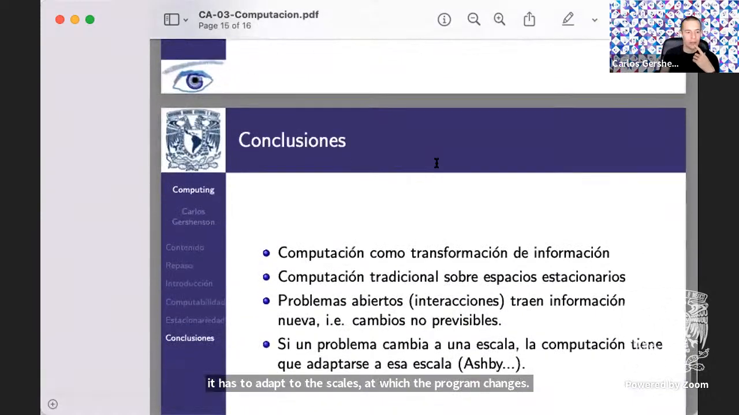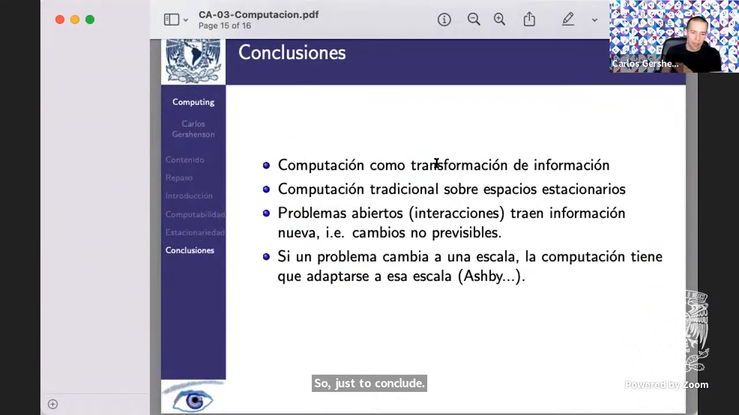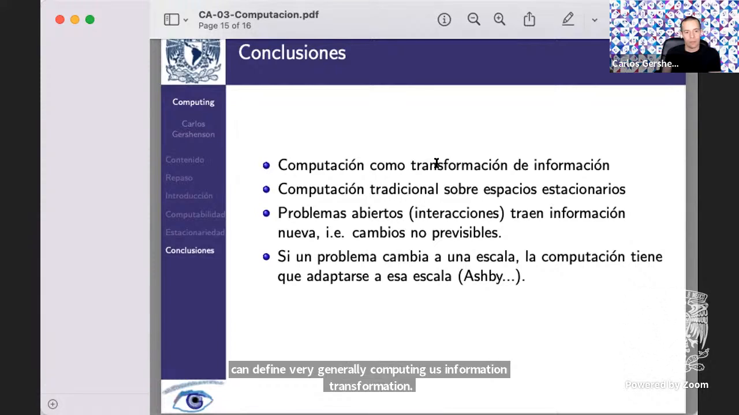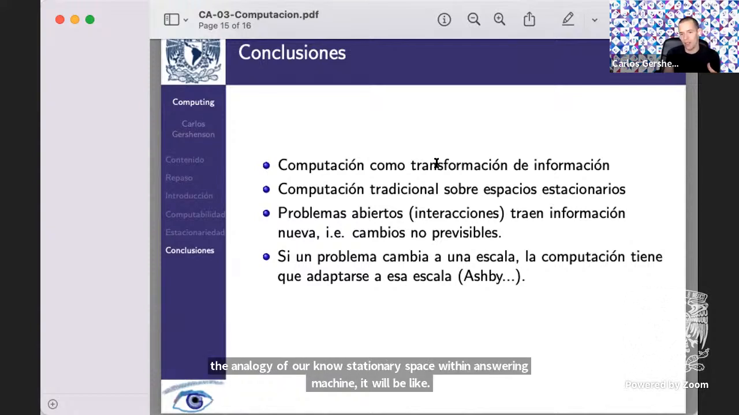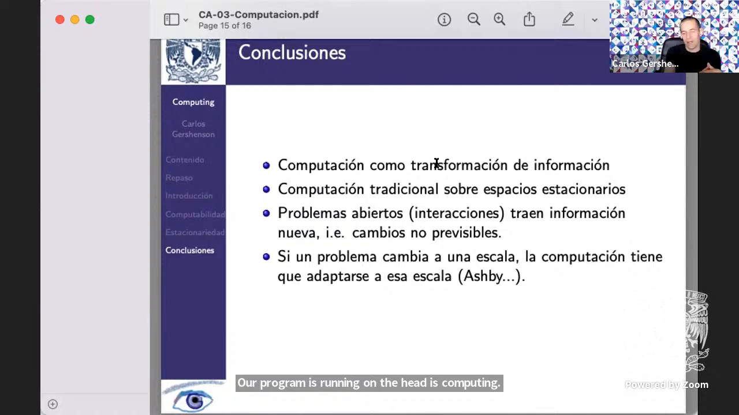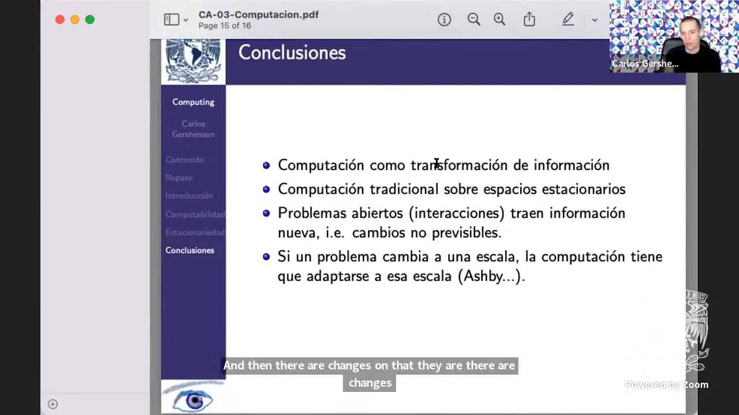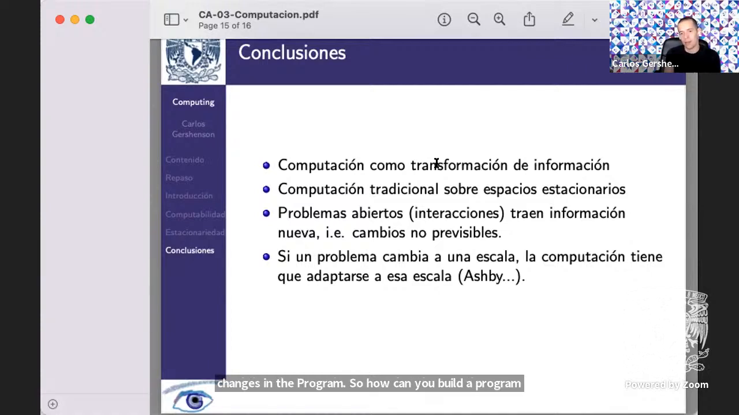So just to conclude, we can define very generally computing as information transformation. Traditional computing occurs over stationary spaces. So when you have a Turing machine, let's say it reads over the tape, but then nothing comes and plays with what's going on in the tape. And the analogy of a non-stationary space within a Turing machine would be like a program is running and the head is computing, and then there are changes on the tape or there are changes in the program. So how can you build a program or a system that manages to find good solutions in spite of those changes that you cannot foresee and they are not included in the program? They're external to the Turing machine.